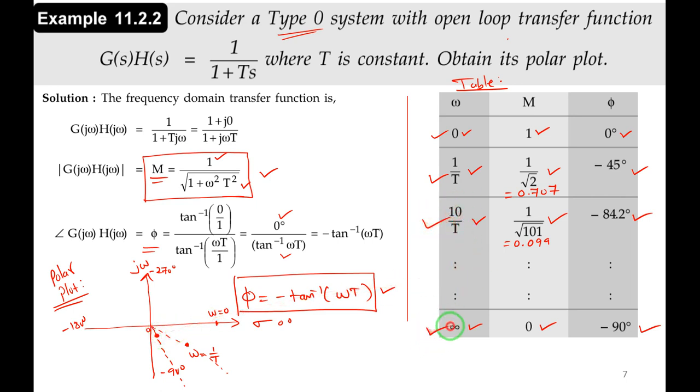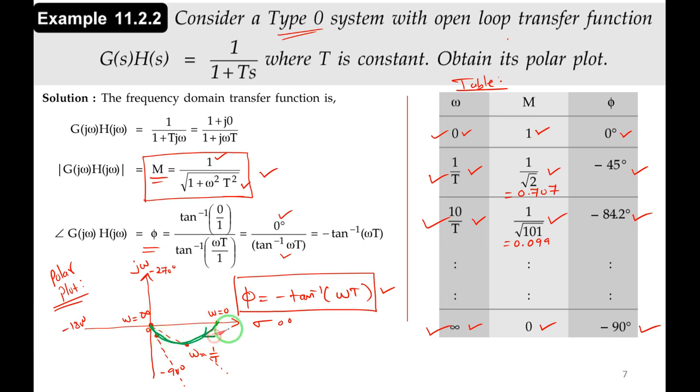Next, at omega equal to infinity, what is the angle? Minus 90 degree means this line. What is the magnitude? 0. The point will come here. This is for the value of omega equal to infinity. So let me join all those points. So I'll change the ink from omega equal to 0. It goes like this. I hope you are getting it.